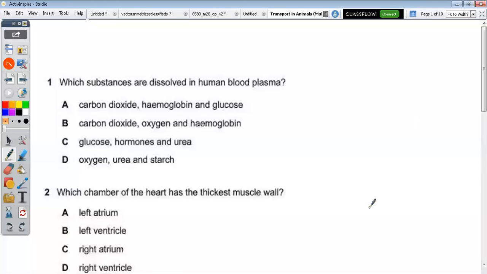Now, which substances are dissolved in the blood plasma? So which substances there? What will be the correct answer in the blood plasma? Yasha, what do you think?